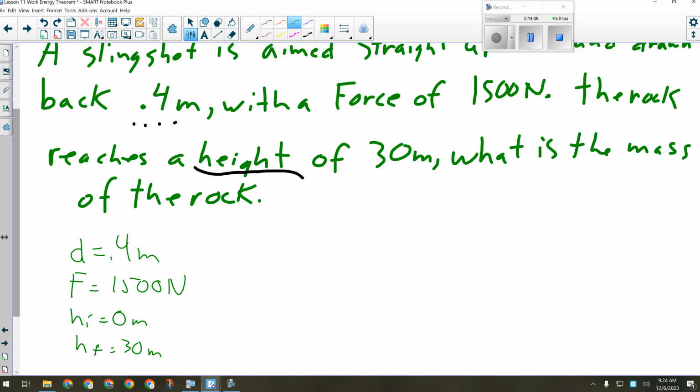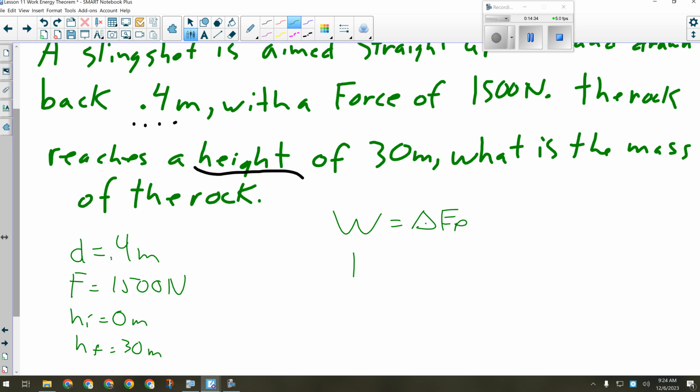So is work being done in this question? Yeah. What kind of energy is being changed in this question? What kind of energy is changing? Potential. It's going up, right? It's talking about changes in height here. Yes, there's a change in speed too, but that's not what we're dealing with. That kinetic energy ends up becoming potential energy in the end.